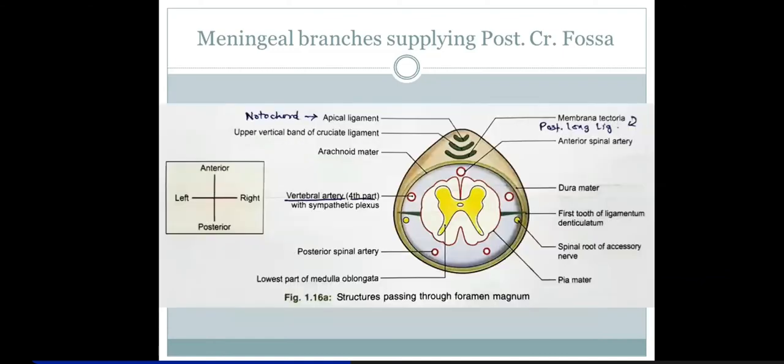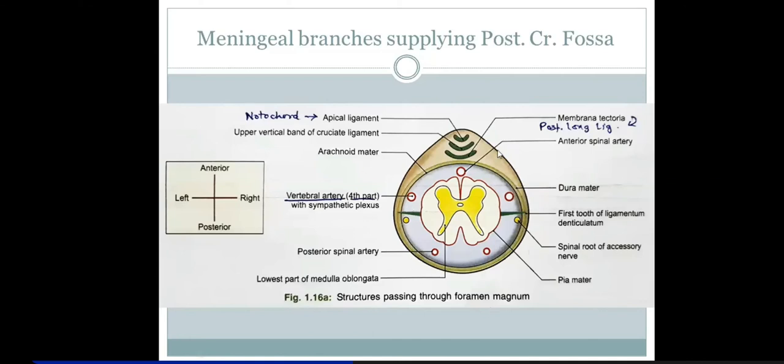Okay, so we are done with the branches. Now, posterior cranial fossa: you've seen the two branches, one from the ascending pharyngeal and one meningeal branch from the occipital artery, and the other artery was the vertebral artery supplying meningeal branches in the posterior cranial fossa. So with that, we'll cover the foramen magnum, a very important question in your viva exams as well as for MCQ purposes. So just have a look here.